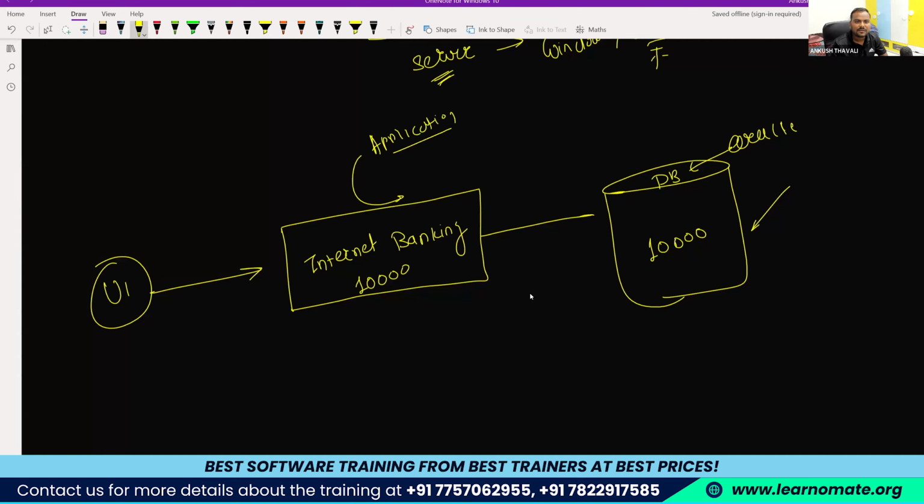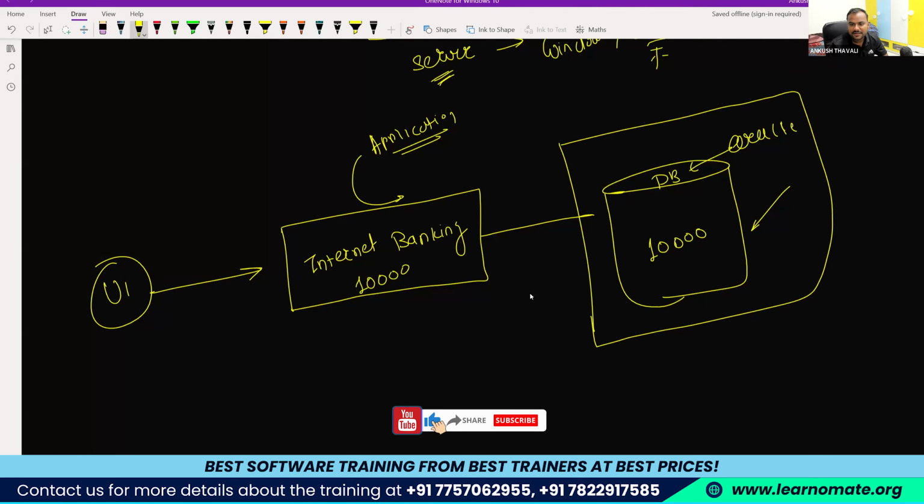Now this database is hosted on top of some server. Again, I am saying it can be your Linux server, it can be your Windows server. So you will have a server just like an operating system, and under that operating system a software will be installed. Which software are we talking about now? Oracle software. So a database will be connected to your application.